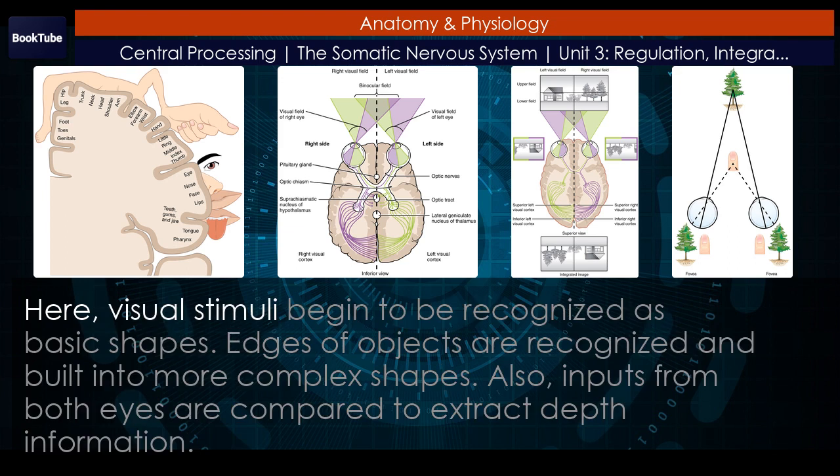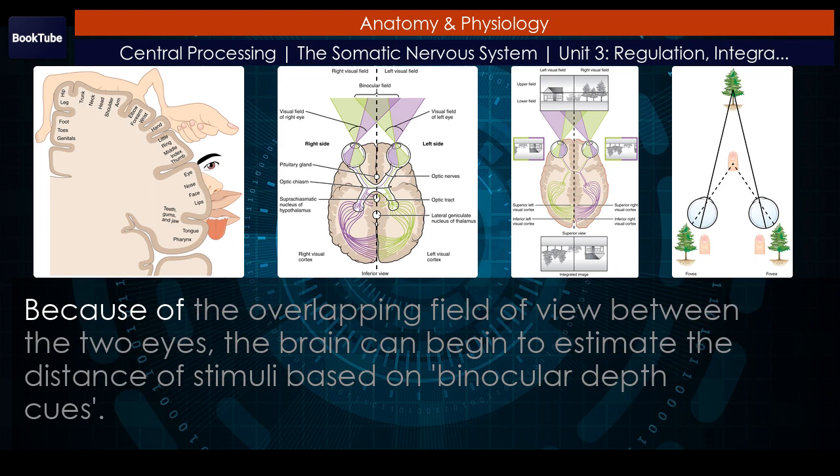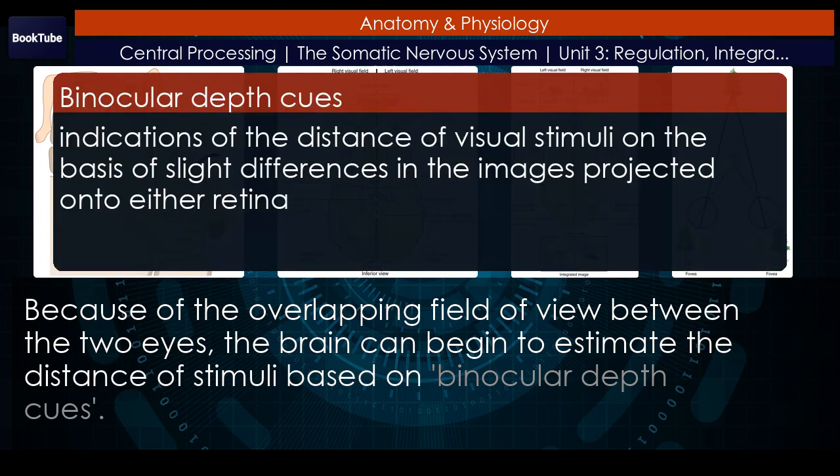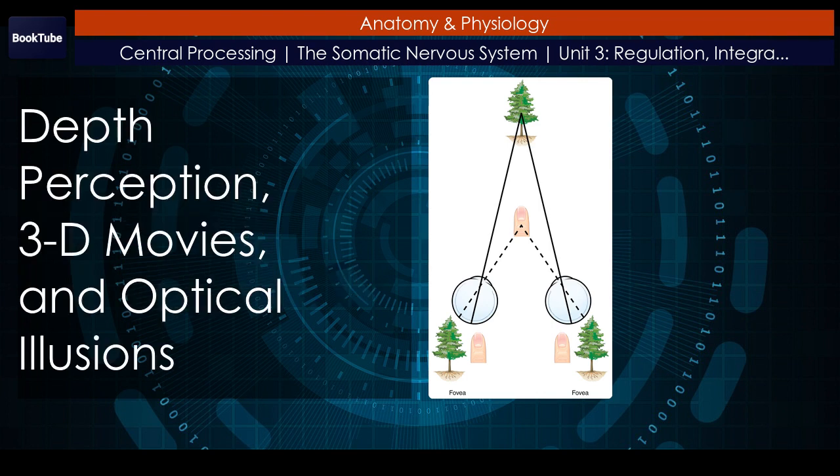Here, visual stimuli begin to be recognized as basic shapes. Edges of objects are recognized and built into more complex shapes. Also, inputs from both eyes are compared to extract depth information. Because of the overlapping field of view between the two eyes, the brain can begin to estimate the distance of stimuli based on binocular depth cues. Everyday connections: depth perception, 3D movies, and optical illusions.